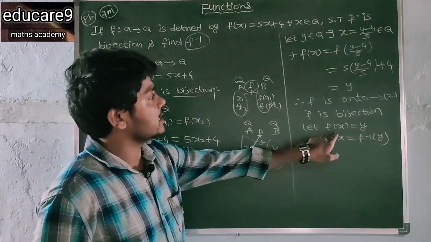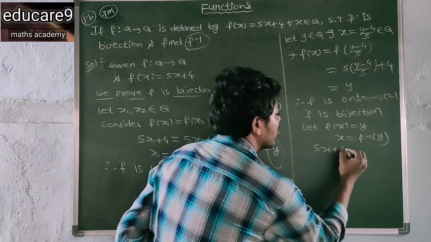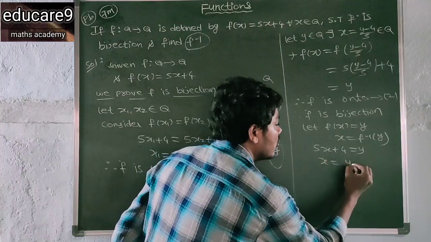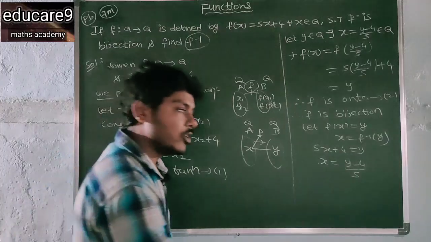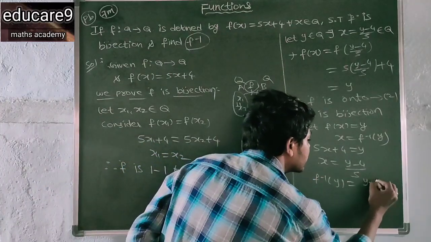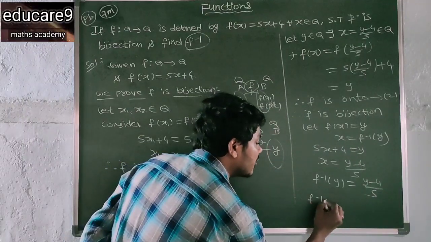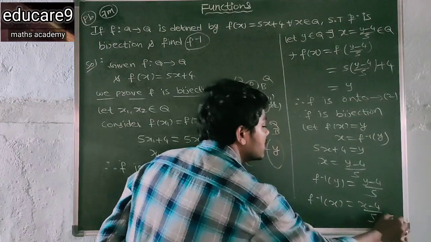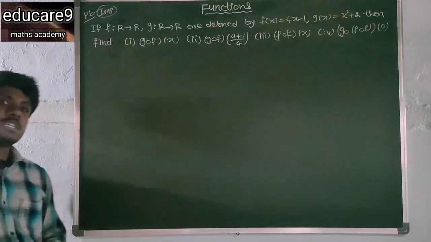So what is f of x? 5x plus 4. 5x plus 4 is equal to y. From this x value is (y minus 4) by 5. So what is x? f inverse of y. So f inverse of y is (y minus 4) by 5. Then clearly f inverse of x is (x minus 4) by 5. This is the inverse of the given function. So next problem.